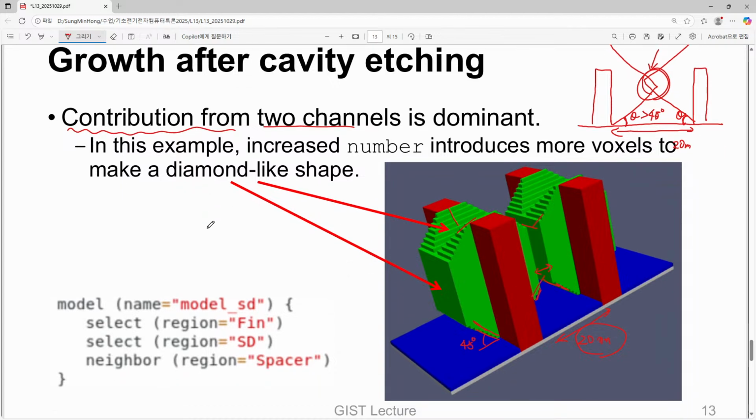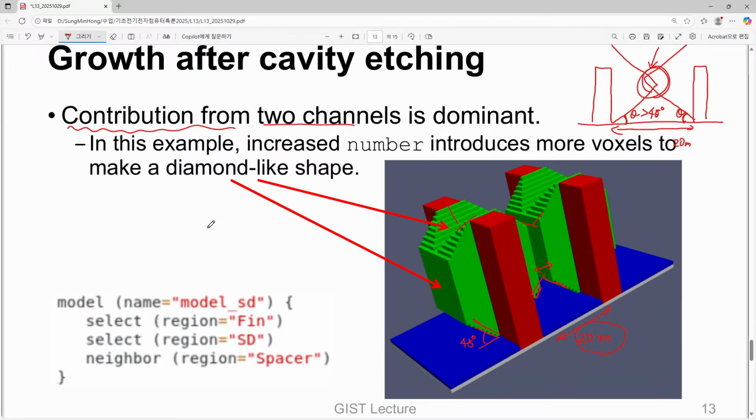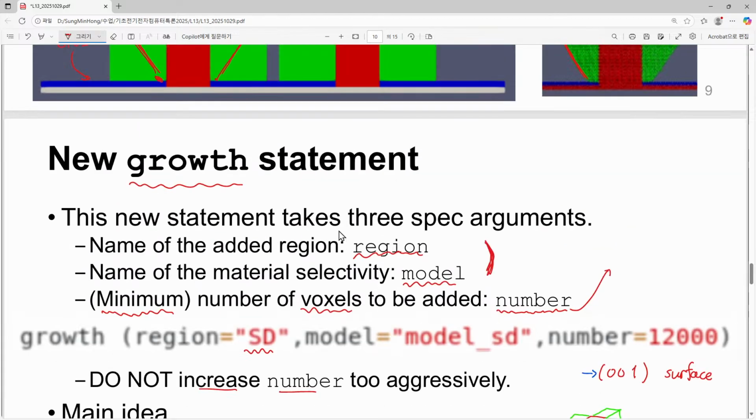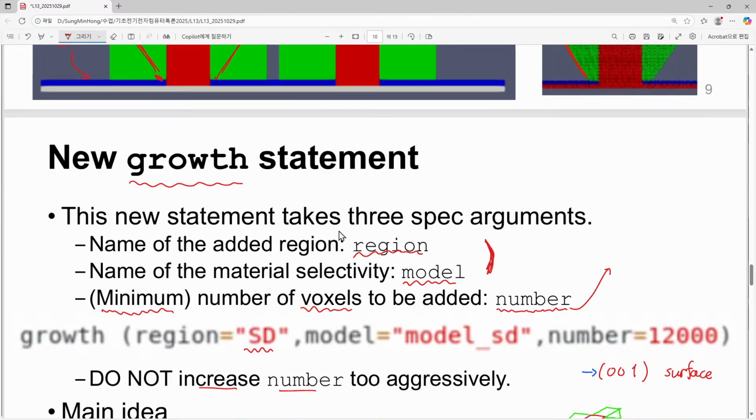So I think that although this angle is not perfect and we do not completely suppress this fin layer, so there are many limitations, but I think that it is much better than our previous isotropic deposition.